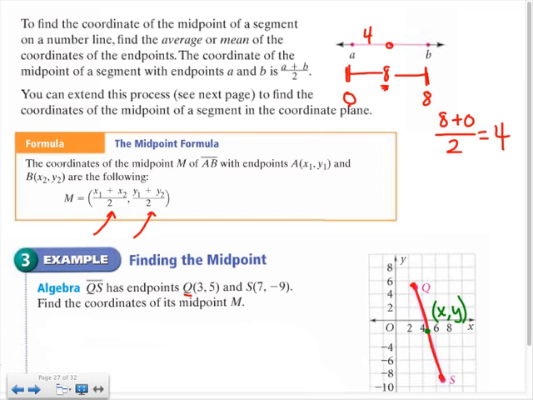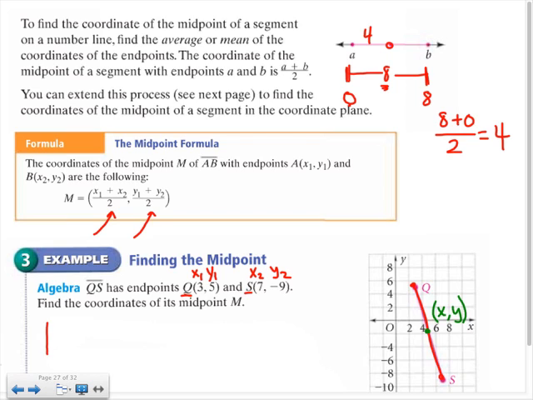Just like we did in the distance formula, let's sort of arbitrarily set Q to be our first point. That makes 3 our x1 value and 5 our y1 value. Then if S becomes our second point, 7 is our x2 value, and negative 9 is our y2 value.